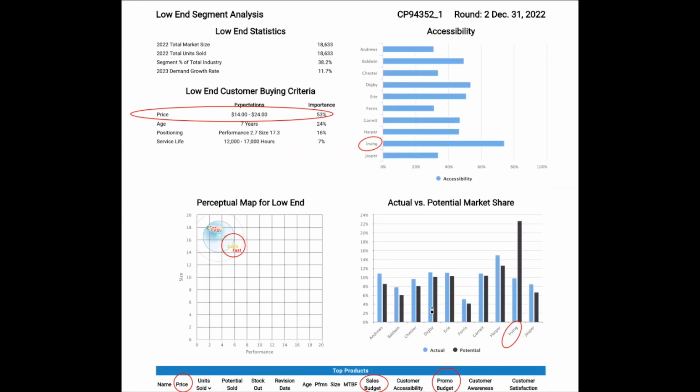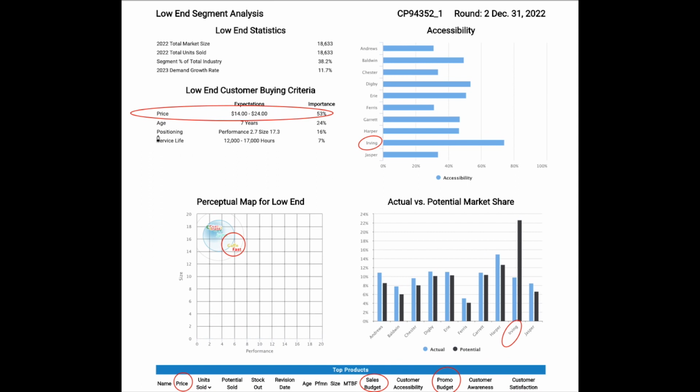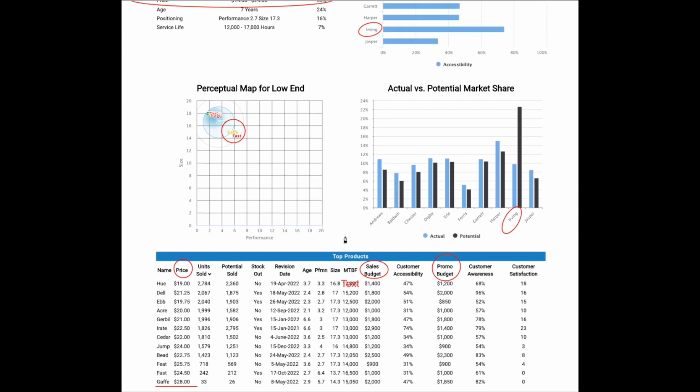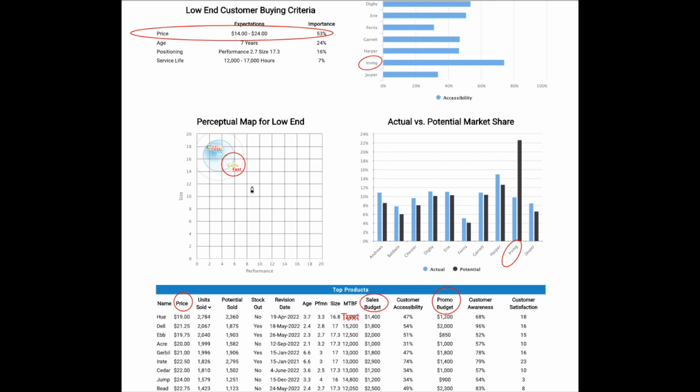Now in the low end segment, and again, pay attention to this part, the customer buying criteria. Low end segment customers pay more attention to the price, right? So you need to see that the reason Hue can sell a lot is because their price is not too high, and also the accessibility, customer awareness, everything else are within the range.